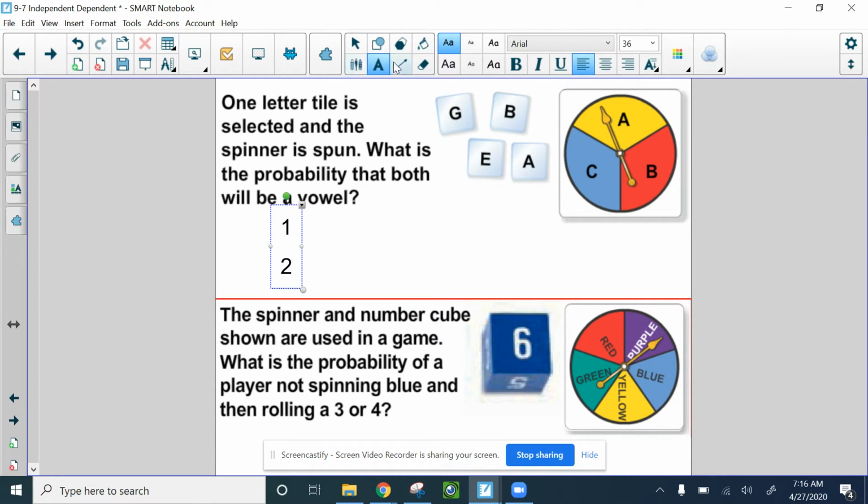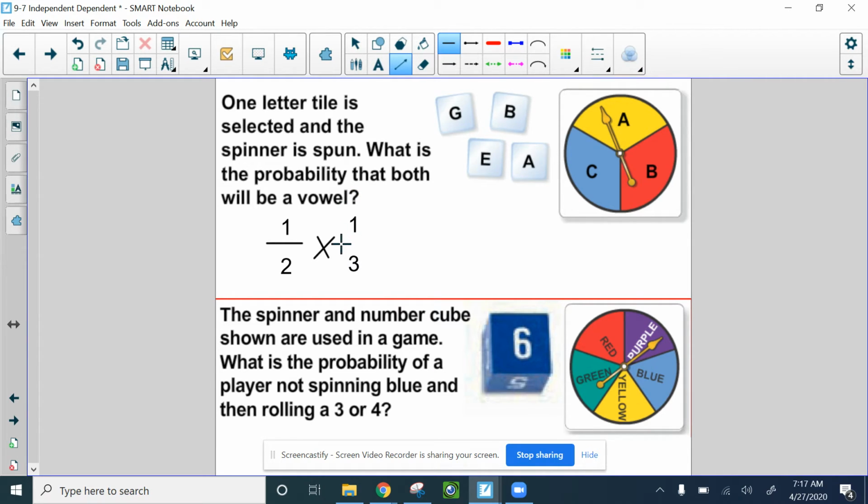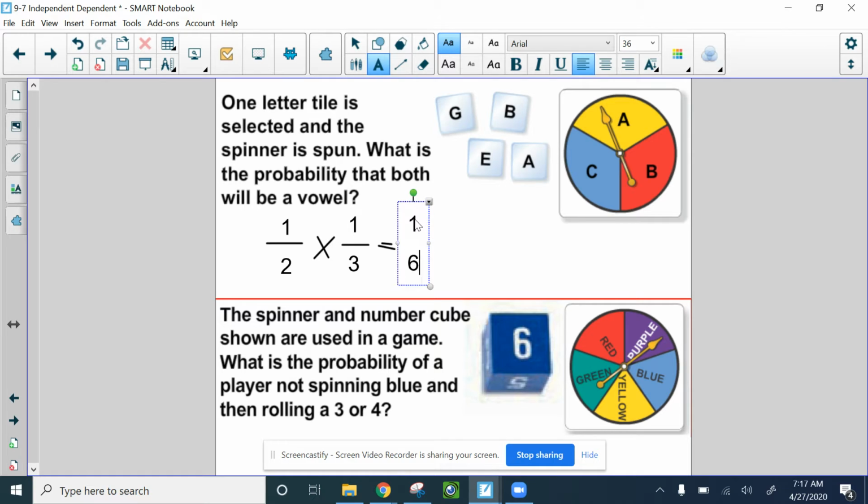So I have 1/2 for my probability of getting a vowel in my tiles. I'm going to multiply that by the probability of getting a vowel on my spinner, which is 1/3. No need to simplify there. No need to cross cancel now because everything is super small. So when I go through and do this, my probability of both of them being a vowel would be 1/6. Again, I have to calculate the two probabilities separately.